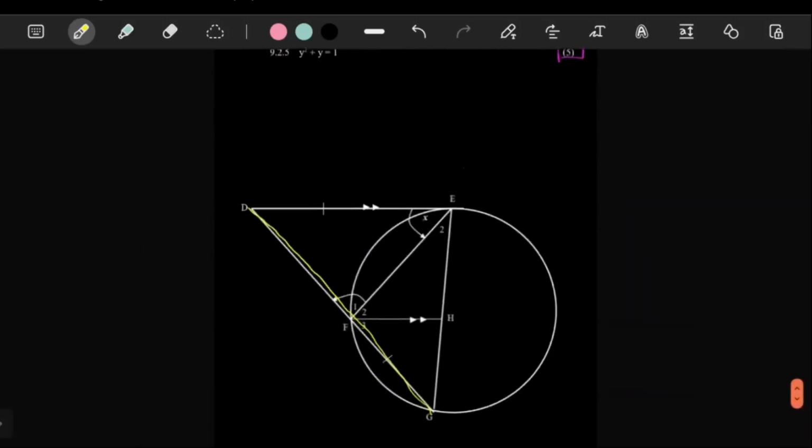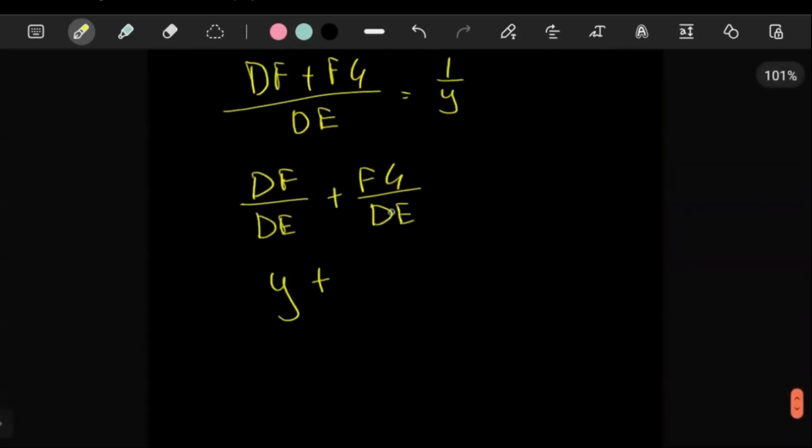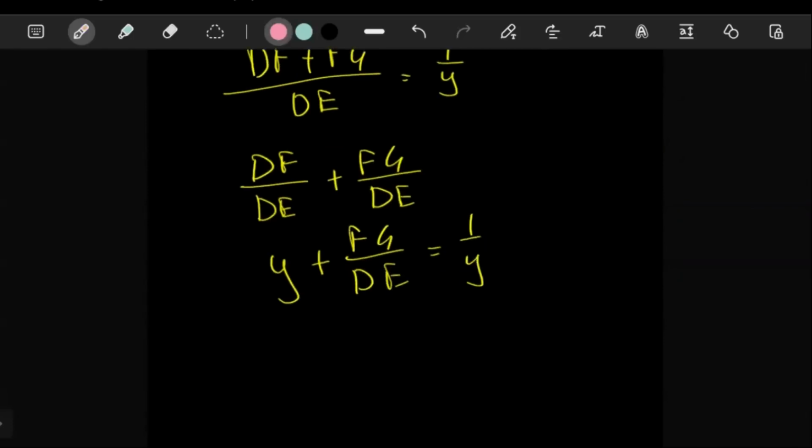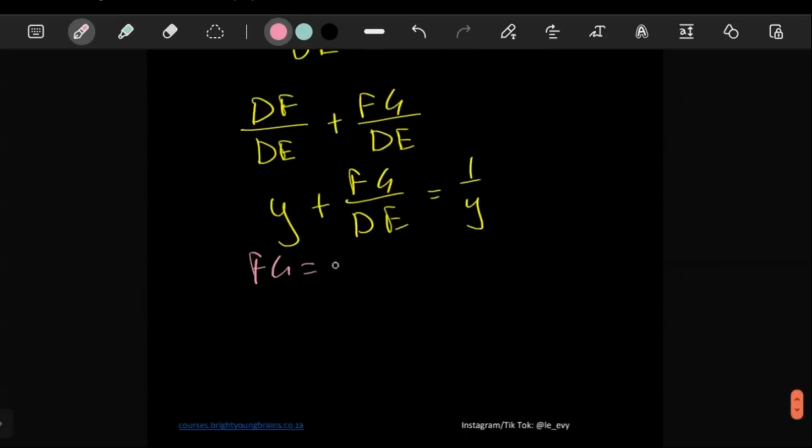What is FG over DE? There's FG here over DE, but DE is the same as FG. FG and DE are equal to each other. If you do your math properly, remember, FG is equal to DE. That's a given. Therefore, Y plus this is just going to be a 1, equal to 1 over Y.